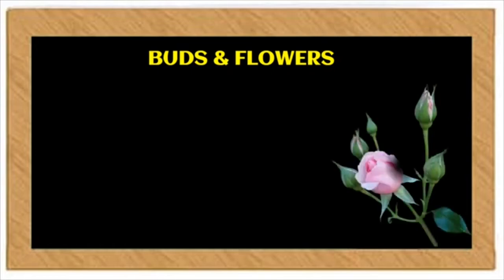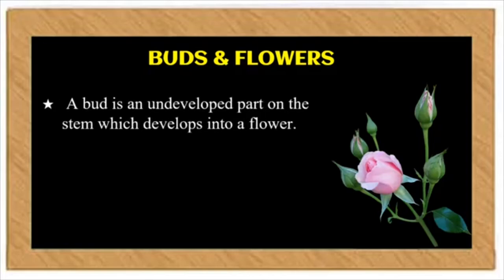Just like we all are babies before we become adults, similarly, even a flower is a bud before it transforms into what we see beautifully hanging on the plants as flowers. A bud is an undeveloped part on the stem which transforms into a flower.